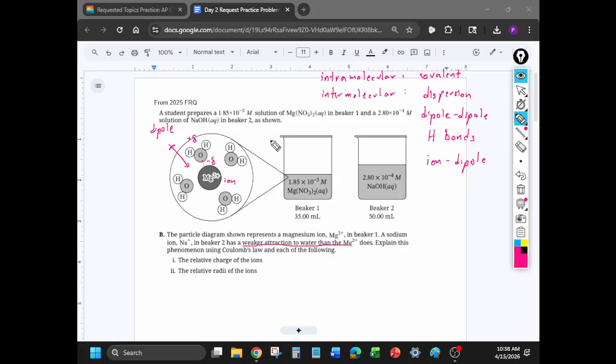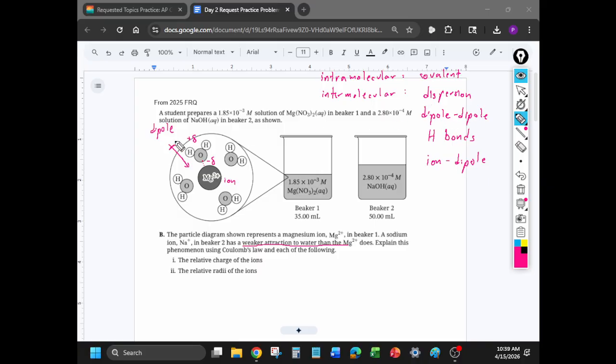Okay, let me give you some examples of the other ones. Let's start with dispersion. Dispersion is electrons move. So sometimes they'll be on one side, sometimes they'll be on the other, and that'll create a partial positive and a partial negative. This is the weakest one, and pretty much every molecule has dispersion to some degree.